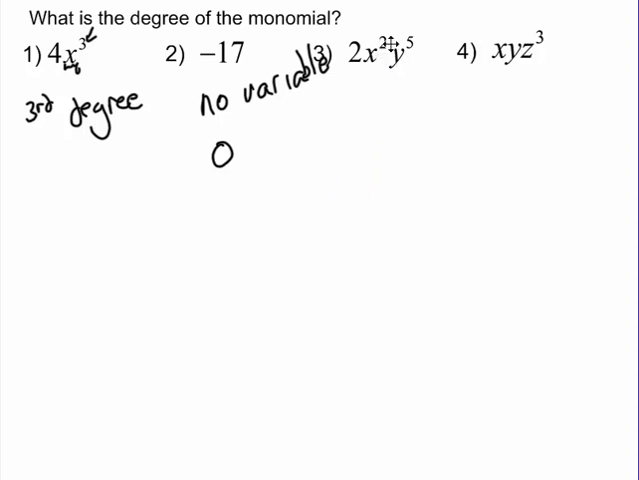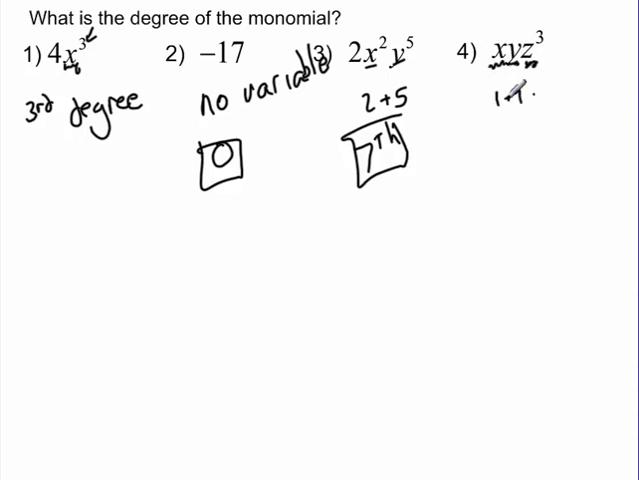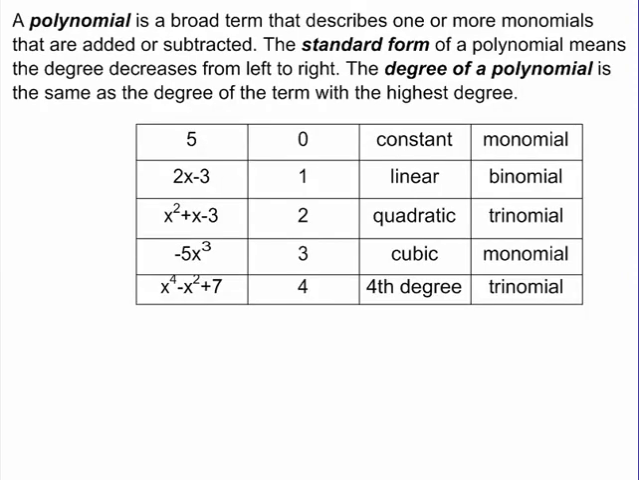Okay, this one. We have two variables, 1, 2. So 2 plus 5, remember the sum of their exponents. This is a 7th degree. Okay? Over here, we have 3 variables. So 1 plus 1 plus 3 is 5. It's a 5th degree monomial. Okay? A lot of homework questions on this. Hopefully you nail those down pretty easily.